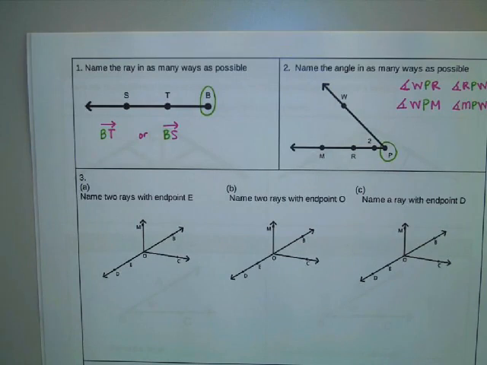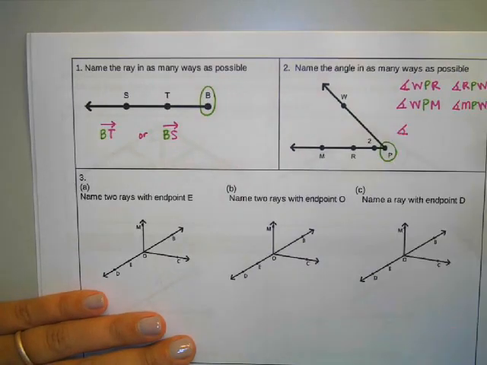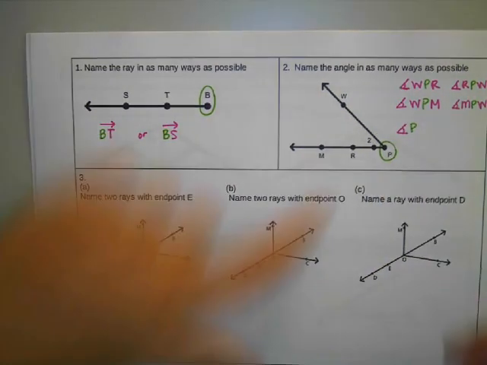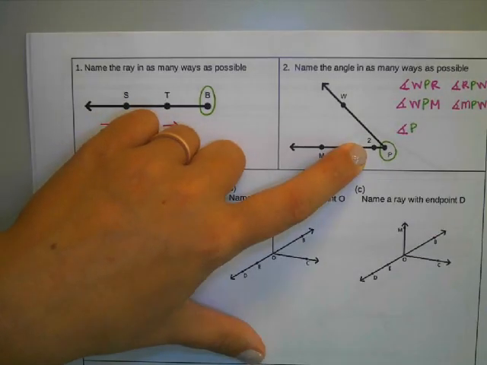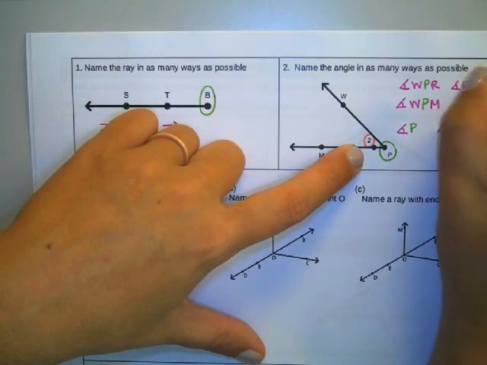Now, because there's only one angle in this picture, I could also call this by just using the vertex letter, so angle P. Or, because I got lucky here and there is a little number inside of this angle, I could call this angle 2.